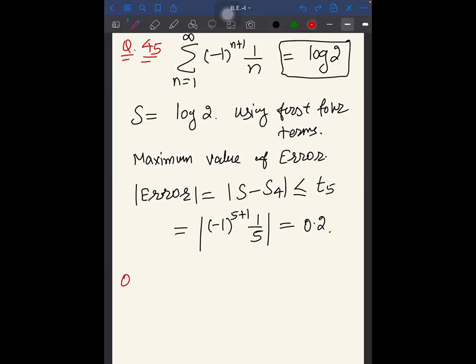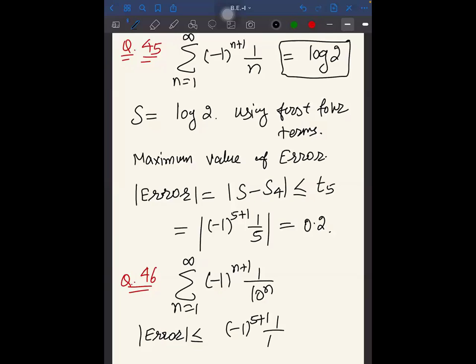So let's say the next question. Question number, say, 46. Now, sometimes, as I've told you, you can tell the error. So again, we're going to use the first 4 terms. Can you tell me what error we can have over here, the maximum value of the error? 1 by 10 raised to the power 5. 1 upon 10 raised to the power 5. Yes.